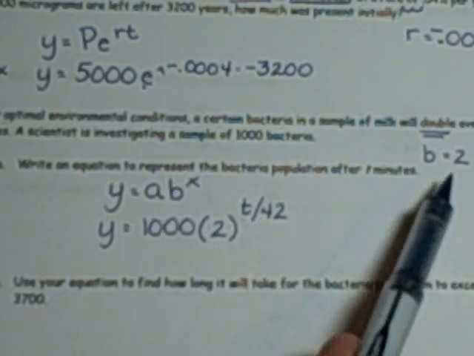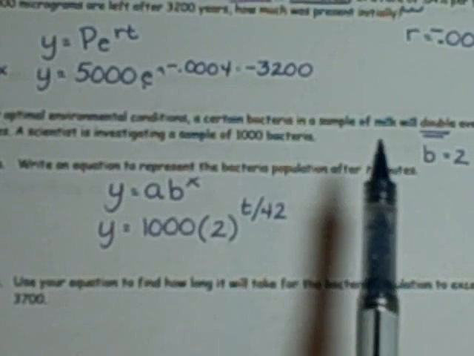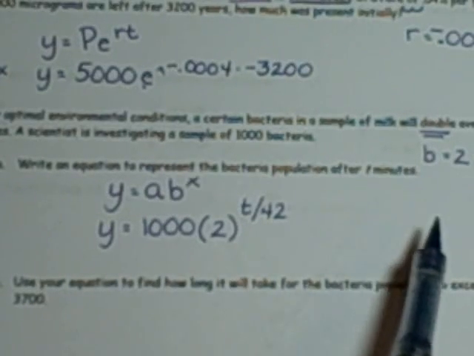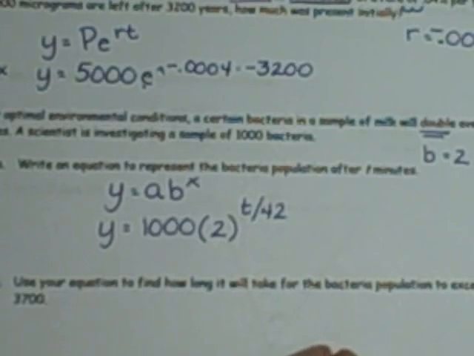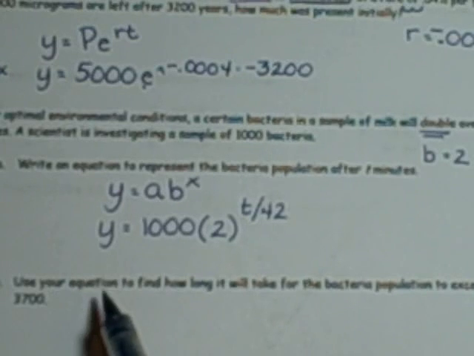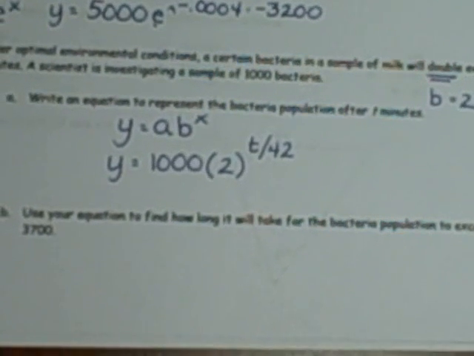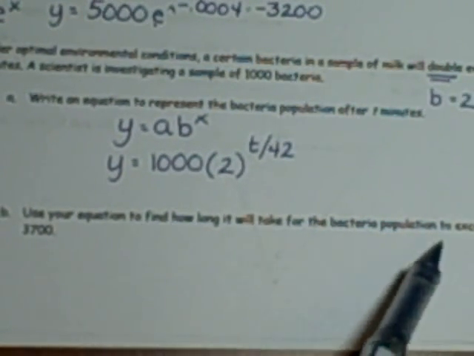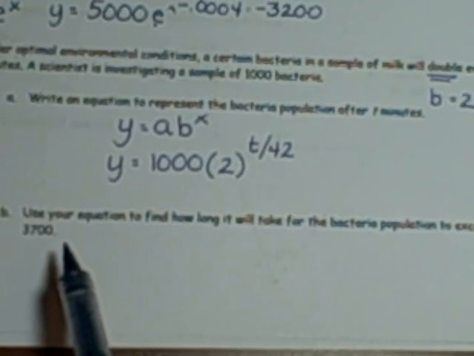And that'll be the case anytime you have a question like that, where something is happening every so many minutes or every so many years. You'll take that amount of time and divide it by whatever your segments are. So this is your equation, and that's all question A asks for, is for the equation. So it would be 1,000 times 2 to the power of t over 42. Now question B says use your equation to find out how long it'll take for the population to exceed 3,700.